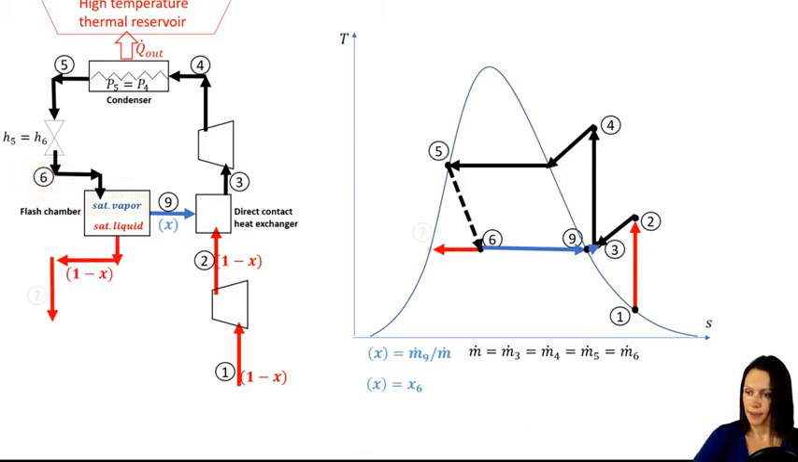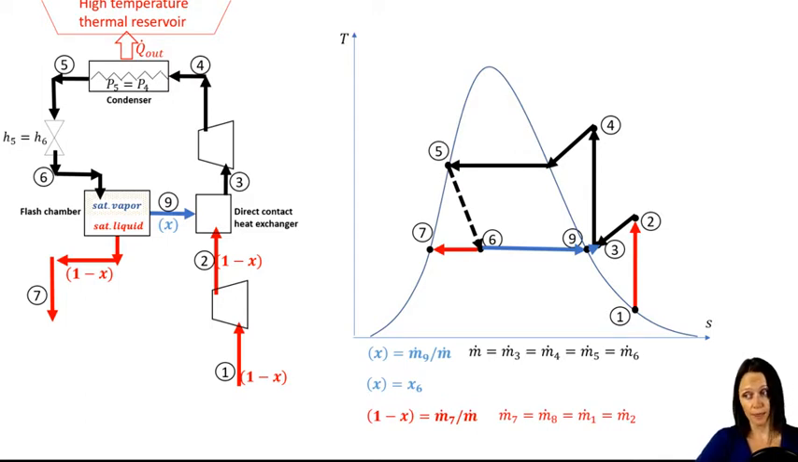All right, let's keep on going. So the saturated liquid is gravity fed out the bottom. That's state 7. And the proportion of saturated liquid that's coming out is just 1 minus x. And the mass flow rates on the bottom loop, which we'll see completed in just a second, are all equal.